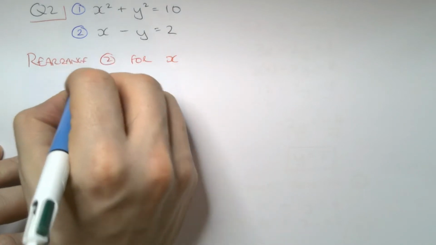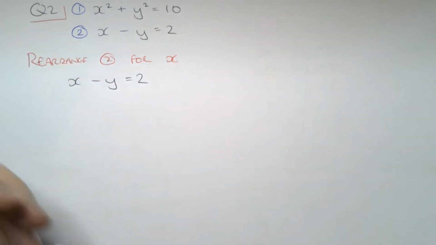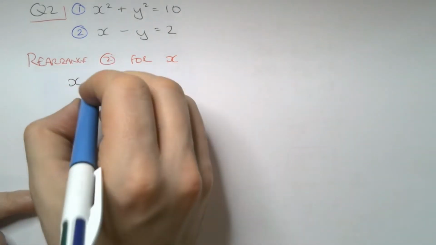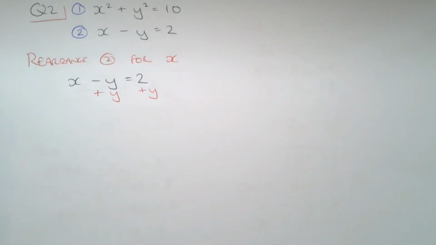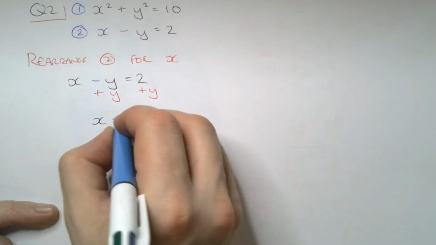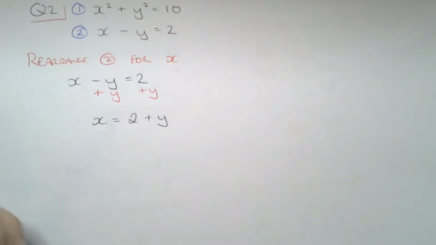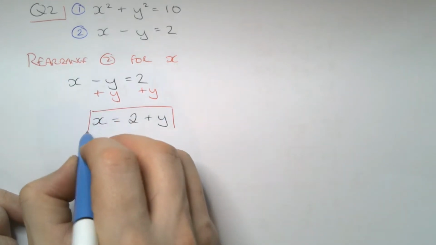So we've got x minus y equals 2. And to get rid of minus y, I would add y to both sides. So the y's cancel on the left, and I get x equals 2 plus y, or y plus 2, it's all the same. So I've now got x alone.